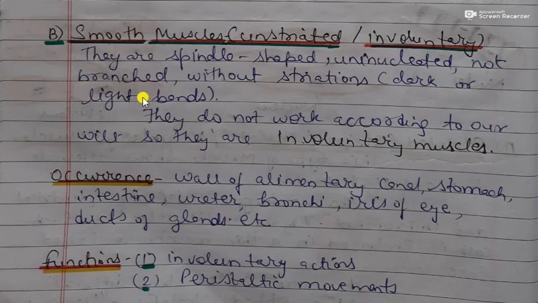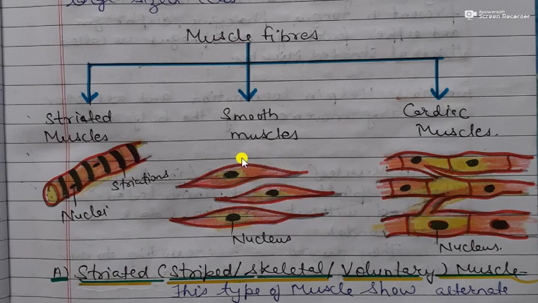The next type of muscle cell is smooth muscle. Smooth muscles are also called unstriated or involuntary muscles. They are spindle shaped. Spindle shaped means they are pointed at both the ends. This is the diagram of smooth muscle. They are without dark and light bands and they contain a single nucleus. It means they are uninucleated.